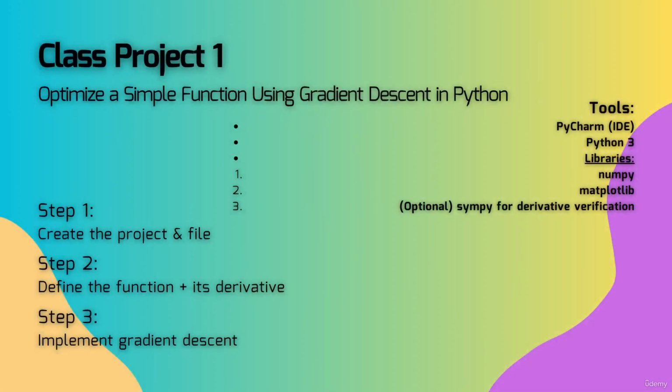Welcome to class project 1. The name of the class project is optimize a simple function using gradient descent in Python.